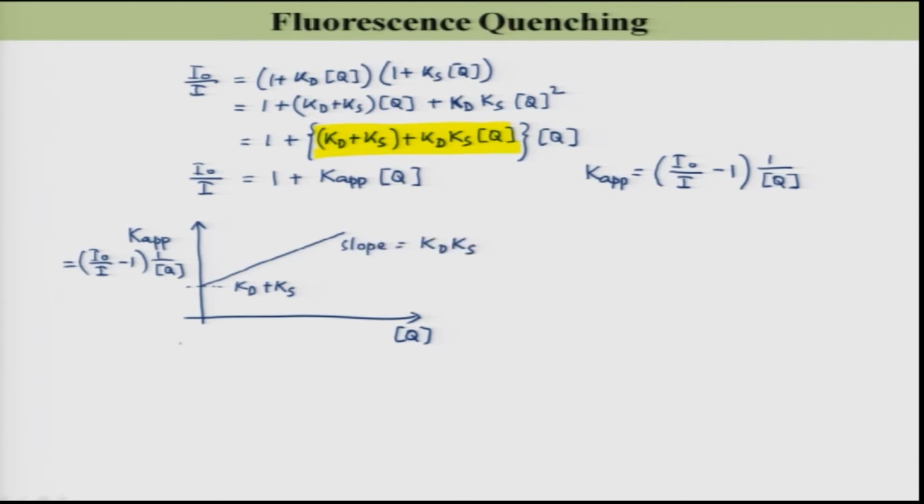Okay. Now, the K apparent will be calculated from the measured value of I. When there is no quencher, that I is equal to I0, and in presence of quencher those values are called I.